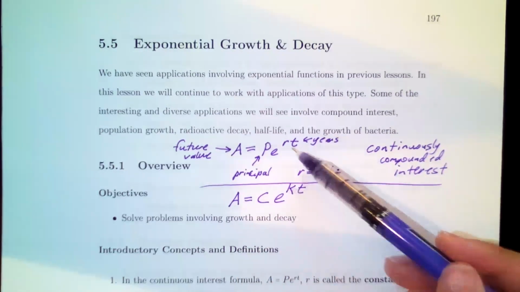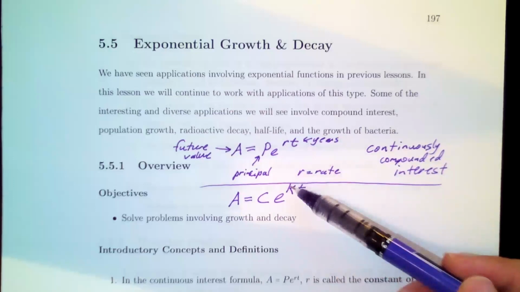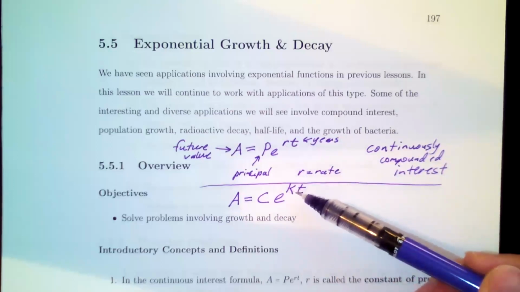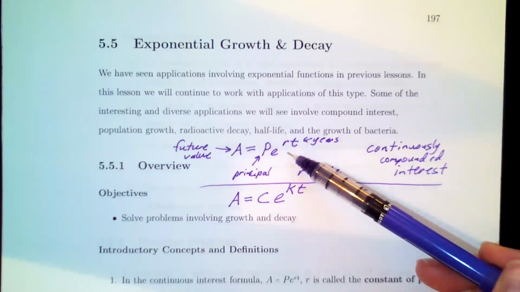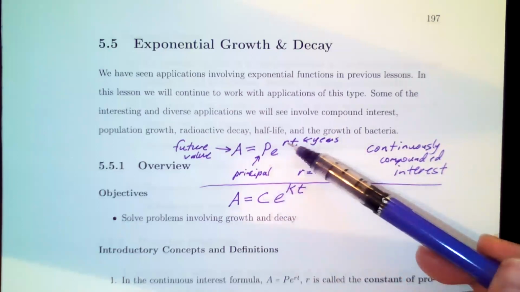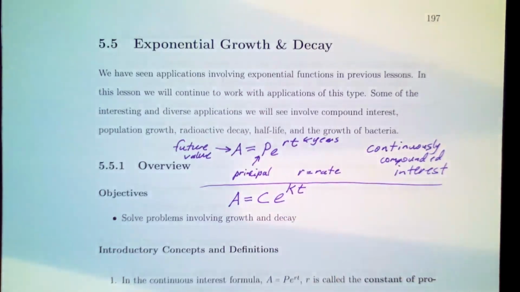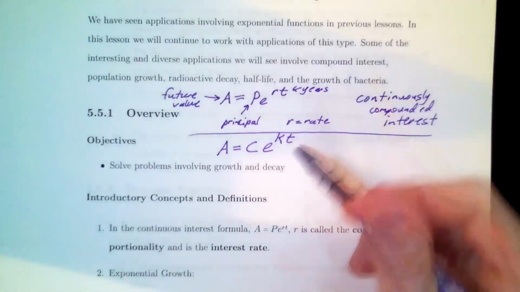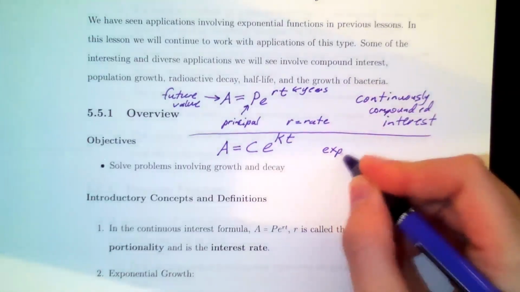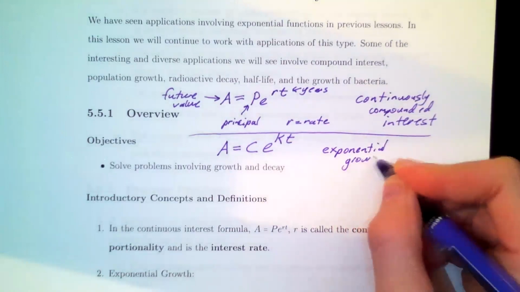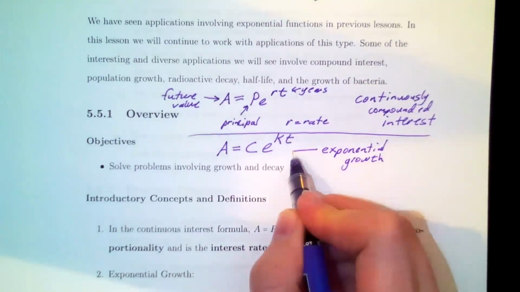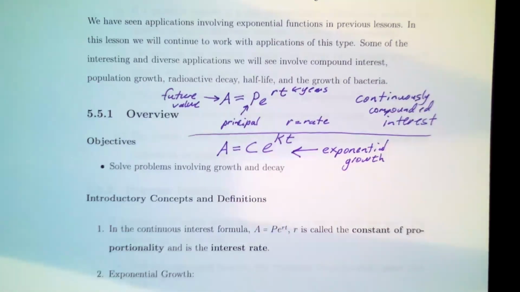Now, K is analogous to the interest rate, but instead of an interest rate, we can think of K as being the growth rate. And it's also called the constant of proportionality. So this formula is the same exact thing as PERT, but they're changing P into a C and R into a K. This is what we use to model exponential growth of anything. That could be money, that could be population, whatever.